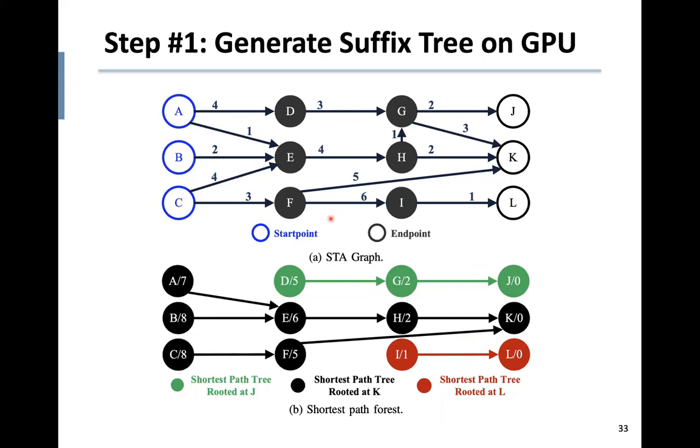For this process, because the circuit graph has no cycle, we just levelize the graph and do this with one linear traversal. And the result after this step is a collection of shortest path trees, which we call the shortest forest.